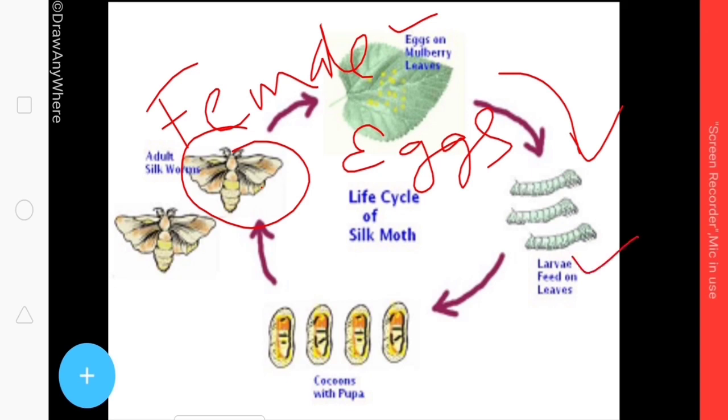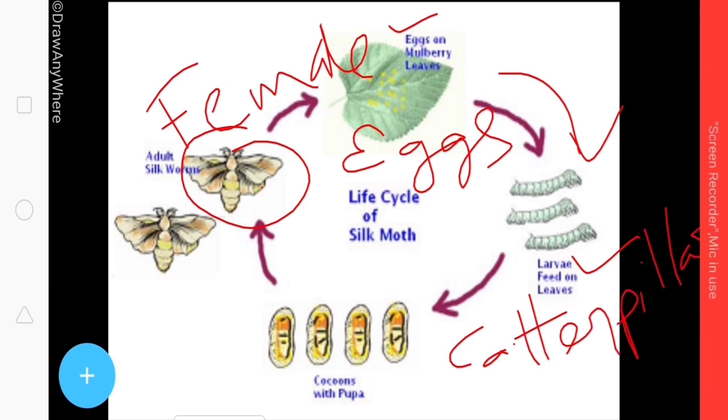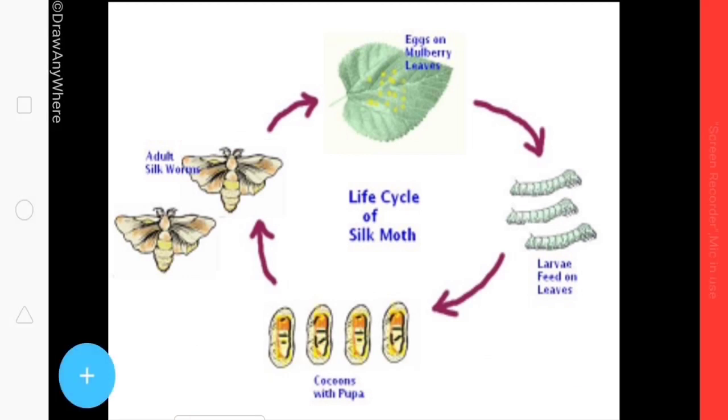Larvae, L-A-R-V-A-E, and these larvae are also known as caterpillars, C-A-T-E-R-P-I-L-L-A-R, or we can also say silkworms. Now these fully grown larvae are ready to enter the next stage, which is pupa.